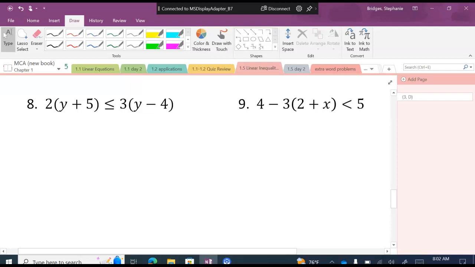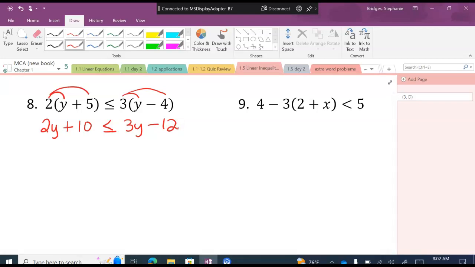What do we have to do first? Distribute, yep. So let's start on this number 8. We're going to distribute this 2, just the 2, to the y and to the 5. And then we're also going to distribute this 3 to the y and to the 4 to get 12.